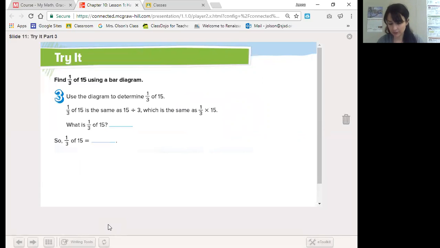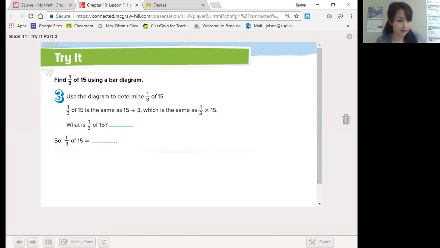All right, now we're going to try it by yourselves. They're not going to draw our bar diagram. You guys are going to have to draw it. It says find 1/3 of 15 using a bar diagram. So do you have to draw a bar diagram? Yeah, you do, because it says using a bar diagram. So please draw a bar diagram. Use the diagram to determine 1/3 of 15. 1/3 of 15 is the same as saying 15 divided into 3 sections, which is the same as 1/3 times 15. What is 1/3 of 15?